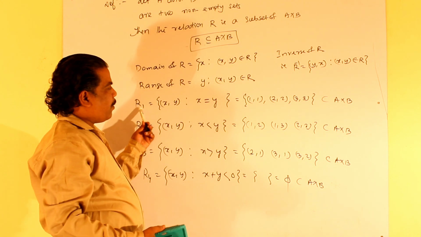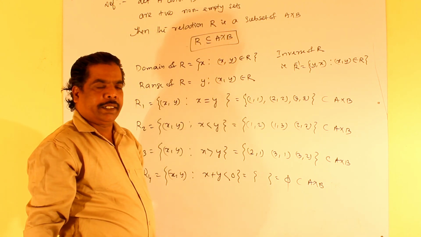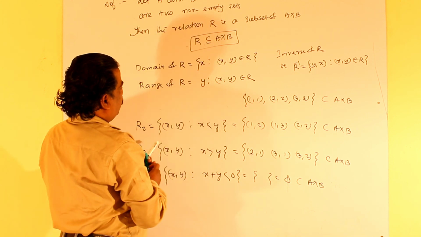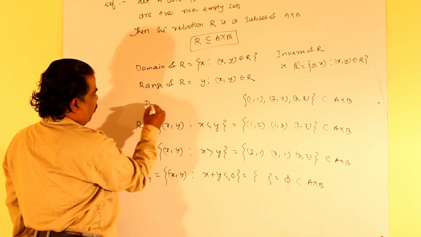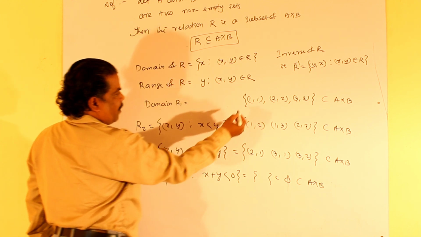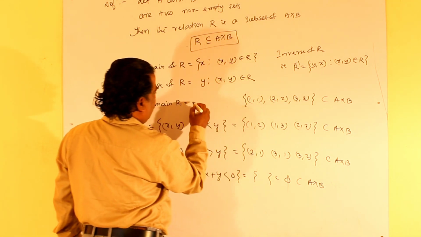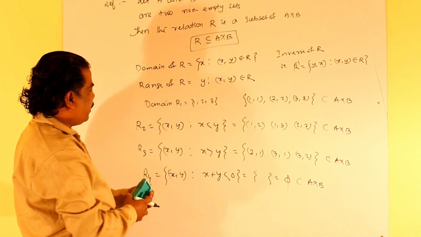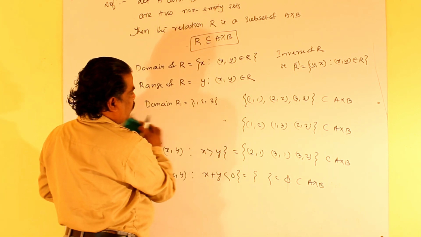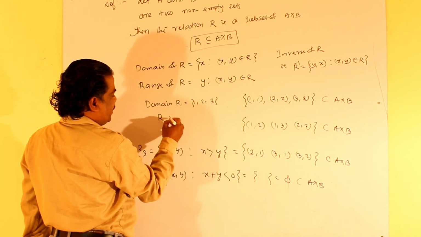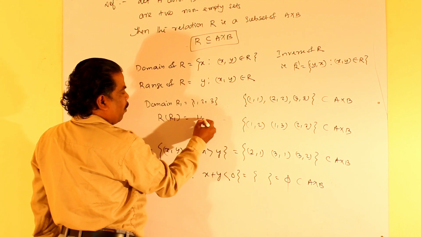Now we know that R1 is equal to {(1,1), (2,2), (3,3)}. Here the domain of R1 is equal to the first elements: 1, 2, 3. And the range of R1 is equal to the second entries: 1, 2, 3. Hence the range of R1 is equal to {1, 2, 3}.